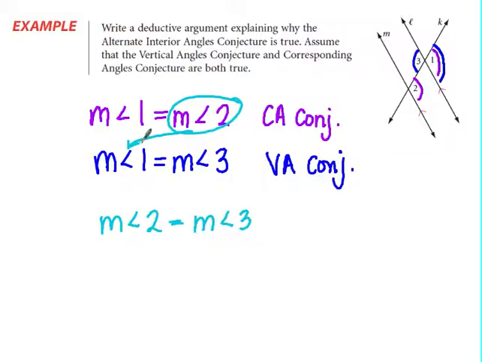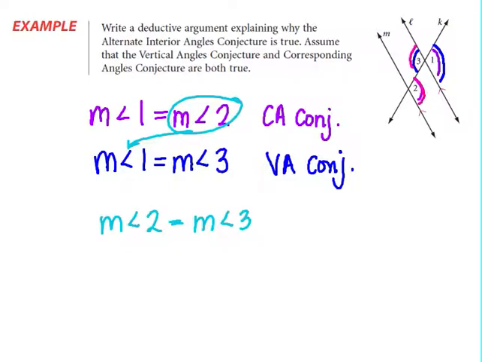And so it says, write a deductive argument explaining why the alternate interior angles conjecture is true. Well, let's see. 2 is congruent to 3. What do you know about 2 is congruent to 3? They're alternate interior angles. Okay, so therefore, you know that the alternate interior angles conjecture has to be true. We just used a deductive argument. Pretty straightforward.